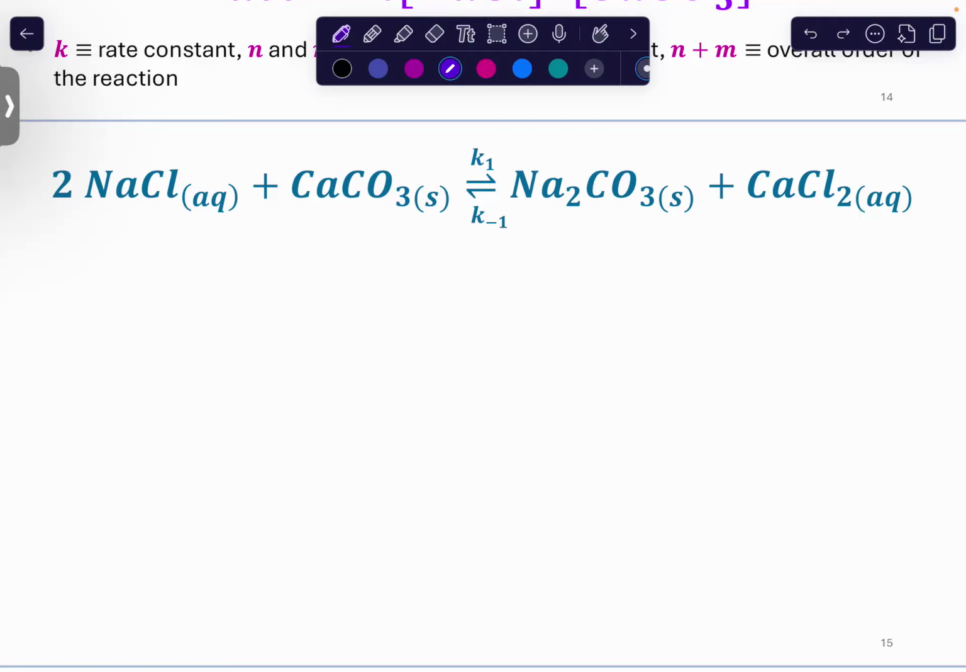Also, each order of reaction has its own units for its rate constant. So you're going to want to start getting used to that too. There's zero order, first order, and second order. Those are the ones you're going to worry about.